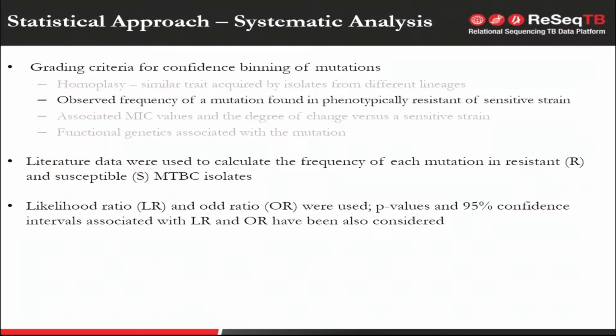Most of the available data regards the distribution of the mutation in resistant and susceptible isolates. So we decided to start from this data, and we used literature data to calculate the frequency of each single mutation in resistant and susceptible isolates. Then we also calculated likelihood ratio and odds ratio, together with associated p-values and 95% confidence intervals.